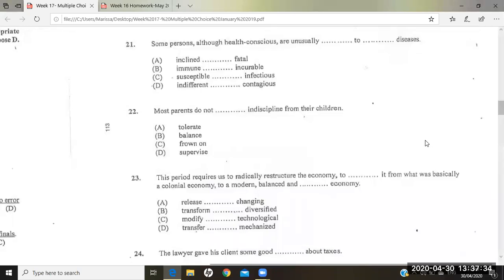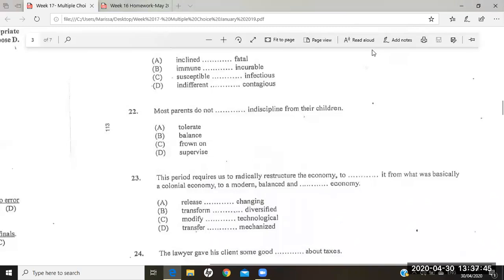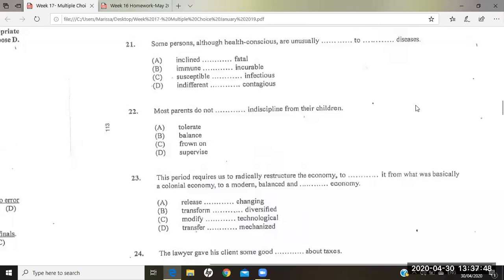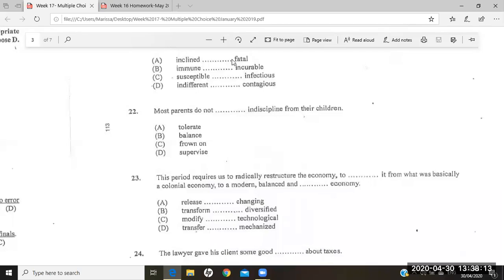Reagan? So you would start with number 21. Did we lose Reagan? Okay, so I'll read the sentences for Reagan, and I will give you all her responses, okay?